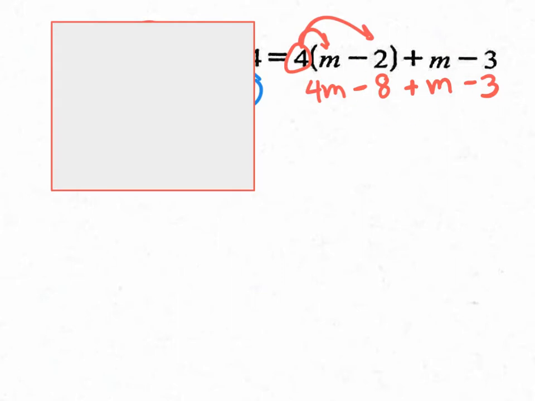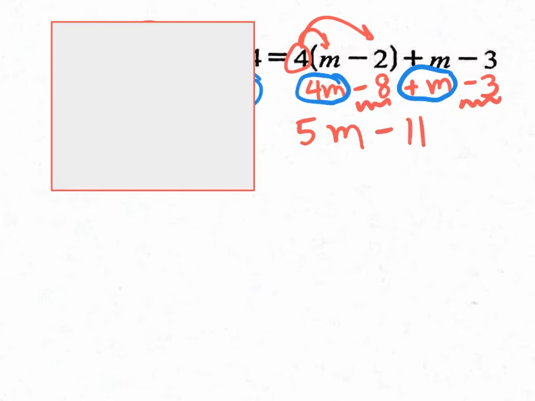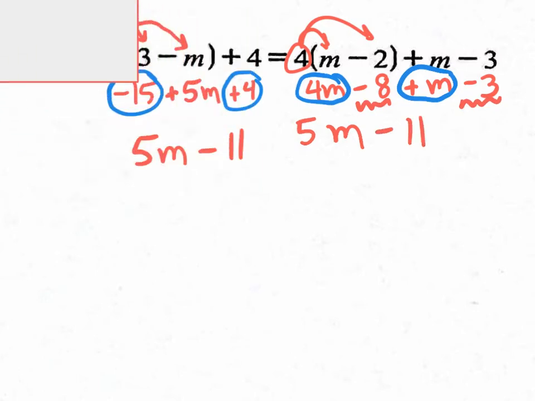So let's continue to combine like terms after doing that distribution. So let's combine the 4m with the m. And what's that when I combine it? 5m. Okay, so let's write 5m. And what is negative 8 minus 3? Negative 11. All right, cool. So that's now completely simplified.